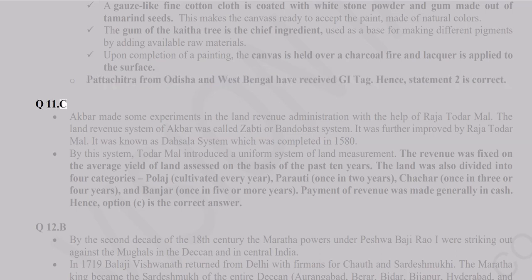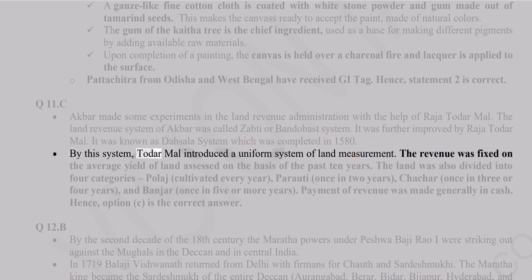Q11. C. Akbar made some experiments in the land revenue administration with the help of Raja Todar Mal. The land revenue system of Akbar was called Zabti or bandobast system. It was further improved by Raja Todar Mal. It was known as Dasala system, which was completed in 1580.